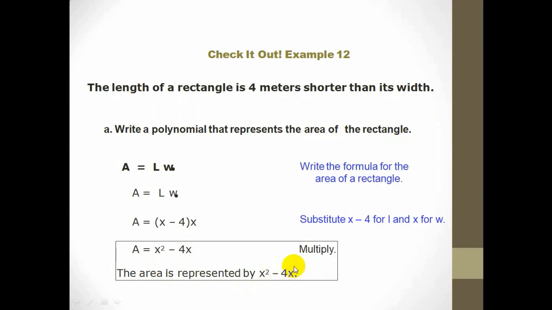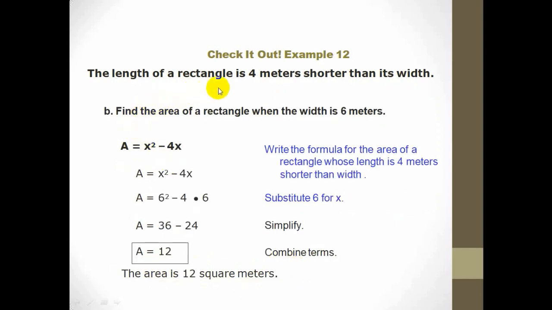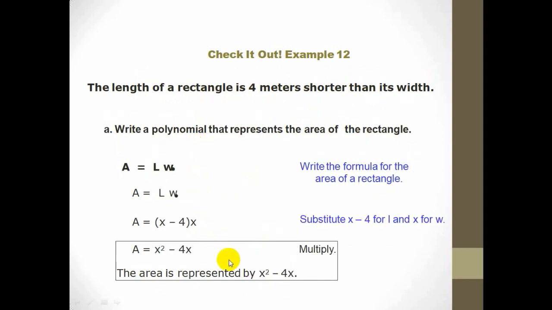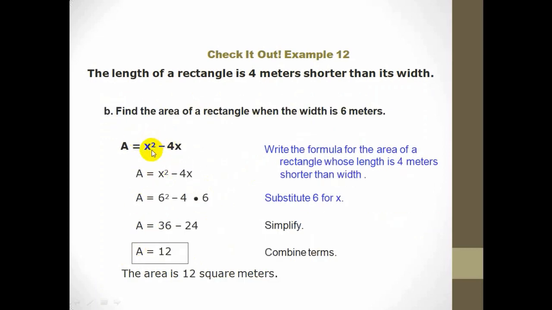Now in this example, part B, the length of a rectangle is 4 meters shorter than its width. Find the area of the rectangle when the width is 6 meters. As in the previous part of this example, we found a polynomial which represents the area of the rectangle. So the area of the rectangle is x square minus 4x. Now in this question, it is given that the width is 6. We consider the width to be x. Now in this part, the value of x is 6.